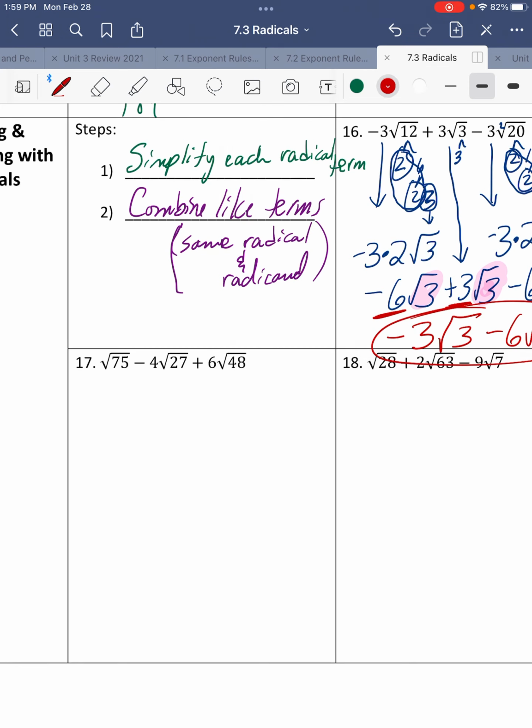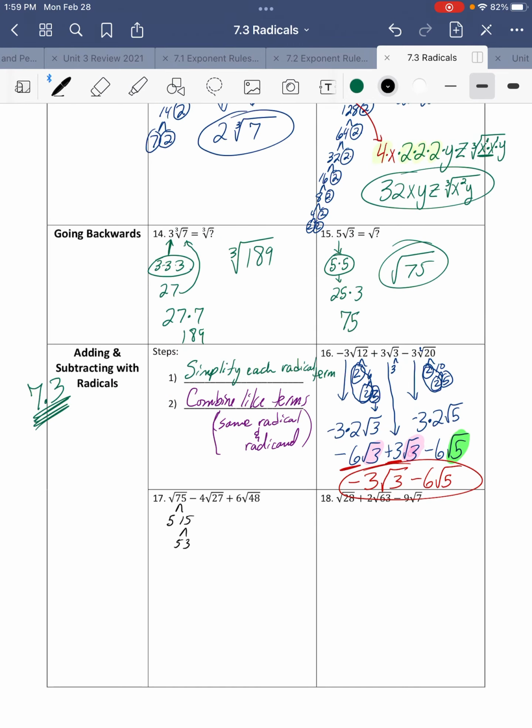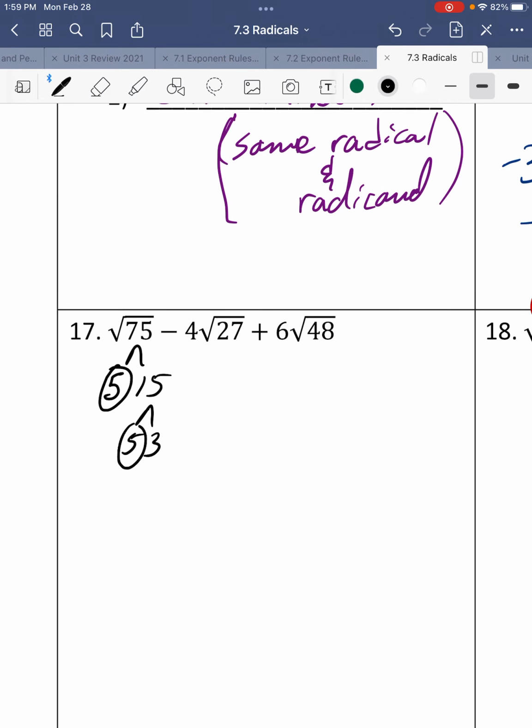All right, number 17. We're looking at 75 is 5 times 15, 5 times 3. We have our square root, so grouping comes out. The 5 is going to come out. The 3 is going to stay inside.